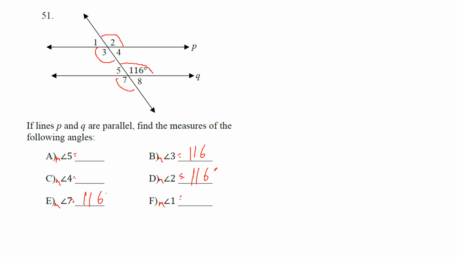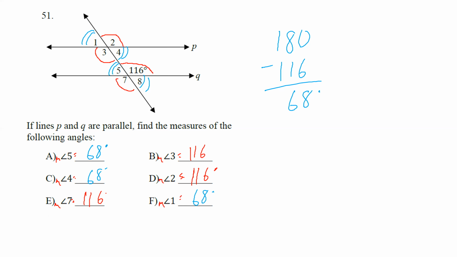So the rest of them would then have to be supplementary to that value. So 180 minus 116 leaves us with 68. So then all of these acute angles are all going to be 68. So again, if you have parallel lines, every single angle in the diagram will either be congruent to an angle that's given or supplementary to an angle that's given. So all the acute angles are the same, all the obtuse angles are the same.